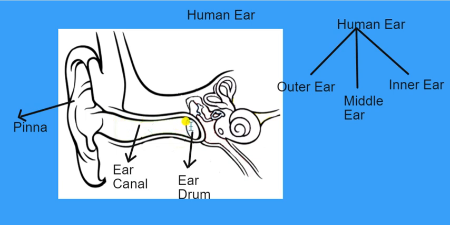The eardrum is a thin, delicate membrane which starts vibrating. It starts moving back and forth. Due to this back and forth movement, the sound waves are converted into vibration. So the function of eardrum is to convert sound waves into vibration. Eardrum is then connected to three tiny bones known as ossicles. Ossicles are named as hammer, anvil, and stirrup.